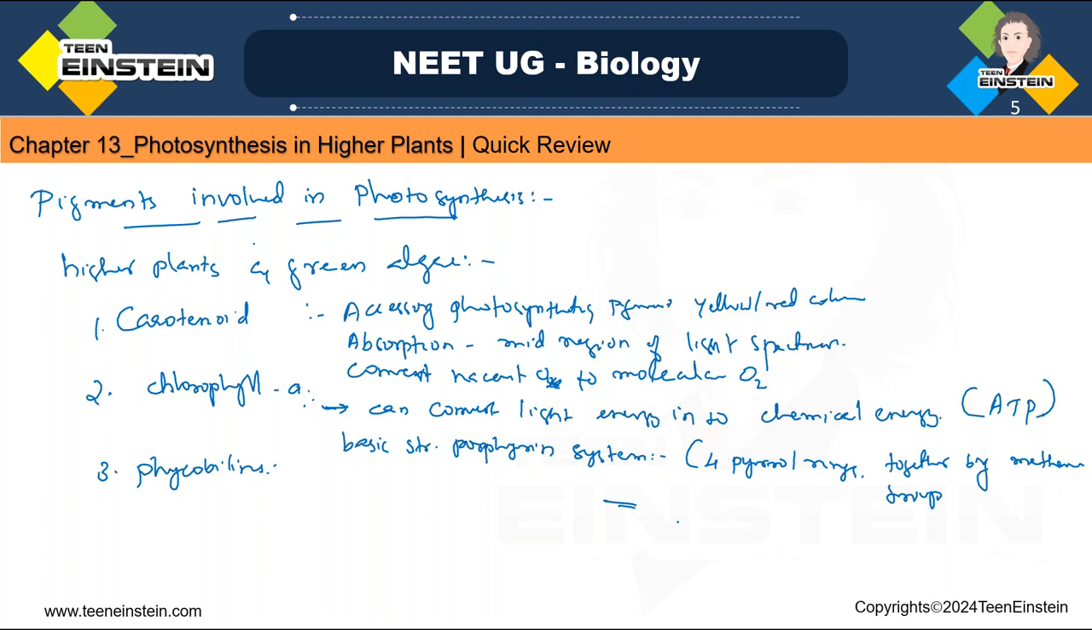One thing you need to note down: pigments like chlorophyll B and carotenoids act as accessory pigments. So chlorophyll A is the essential pigment, and carotenoid and chlorophyll B are acting as accessory pigments. Next is phycobilin. These phycobilins are water soluble.